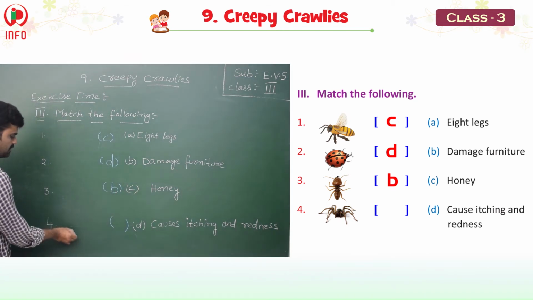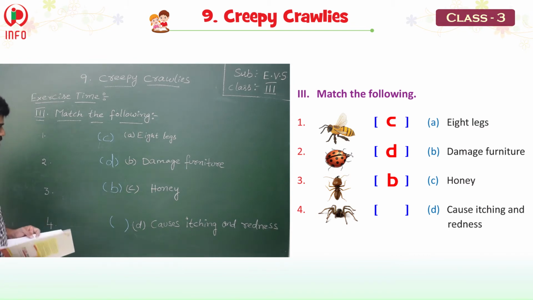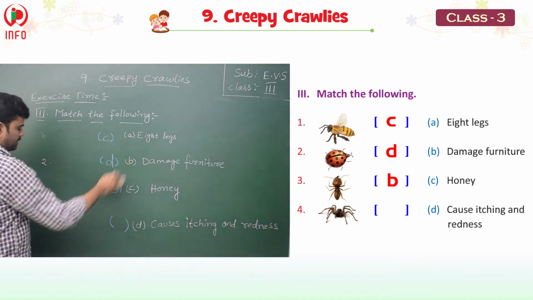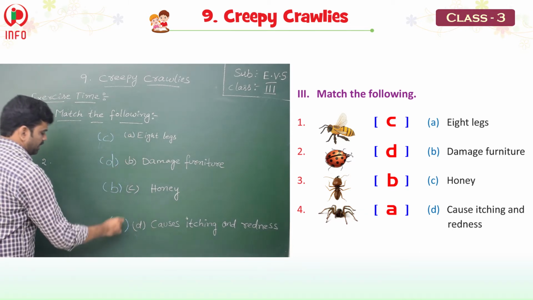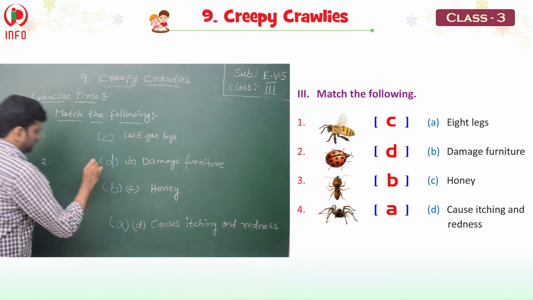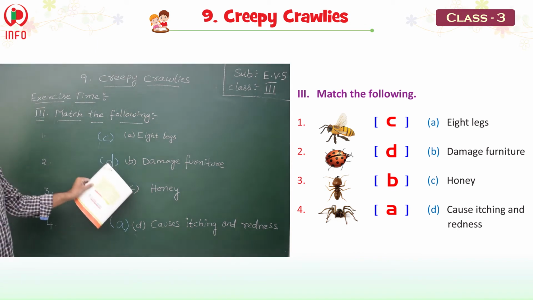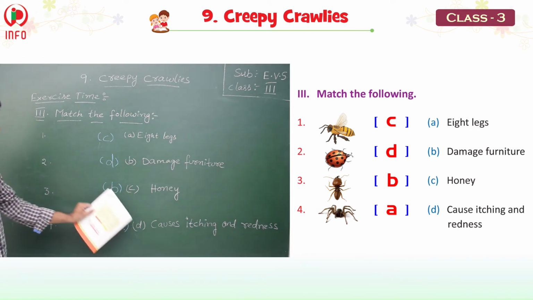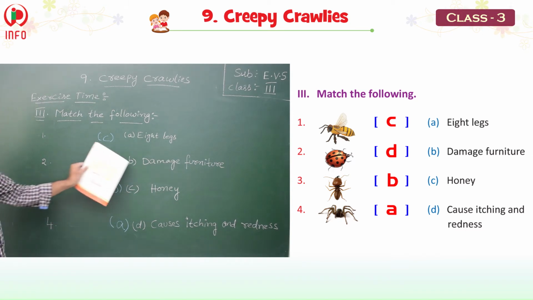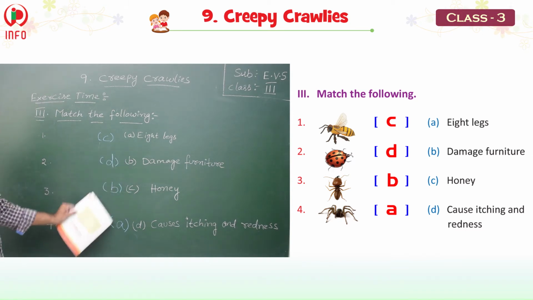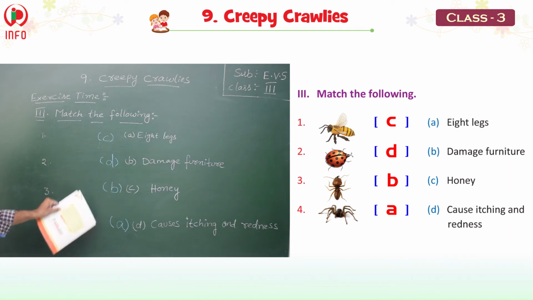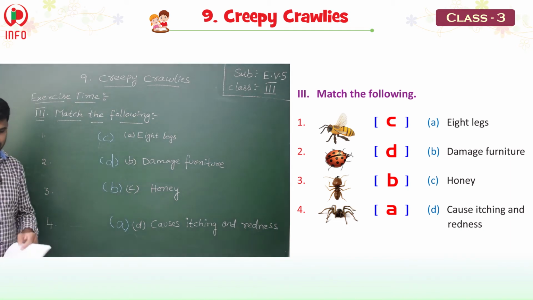So what is the last one, children? Yes. Okay. So that is a spider, which has how many legs? How many legs, children? Yes, 8 legs. So this matches with A. So once again I repeat. First one matches with C. Second one matches with D, third one matches with B, fourth one matches with A. C, D, B, A. Okay.